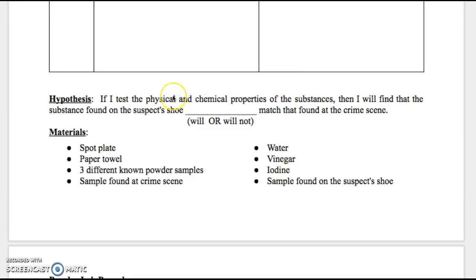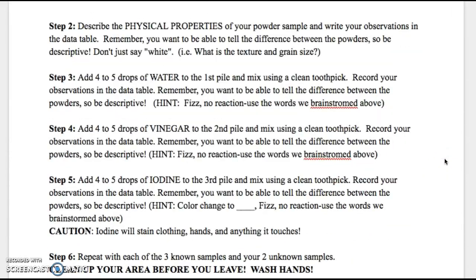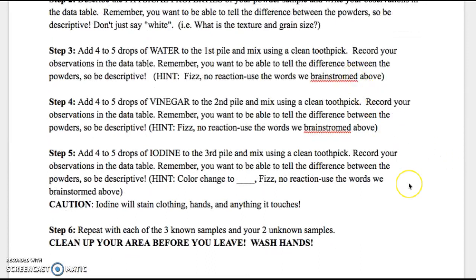This part is your hypothesis, so you should have filled in will or will not here. Don't forget, will match means that you think they're going to be guilty, and will not match means you think that they're innocent. Okay, this is all directions. We'll come back to these later on.